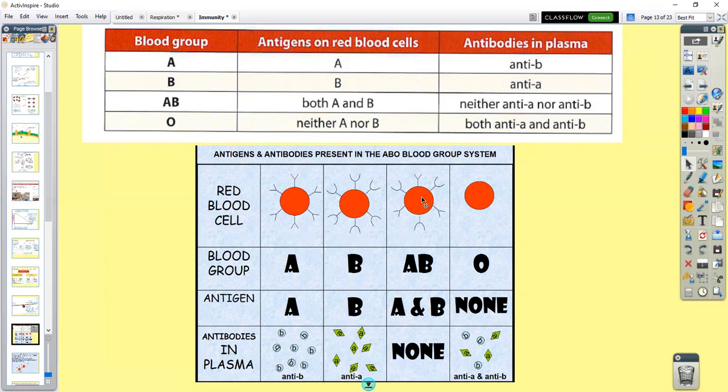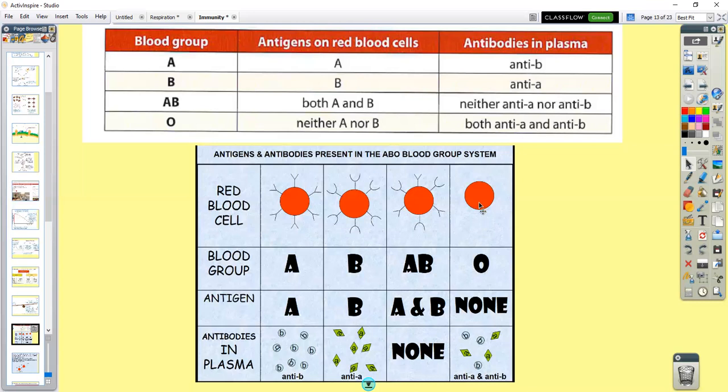If you're blood group AB, you have antigens for A and B, as you can see on the red blood cells, but you don't have any antibodies. So they can receive blood from anyone without attacking it.